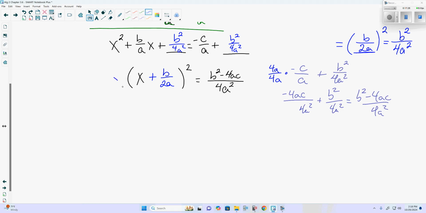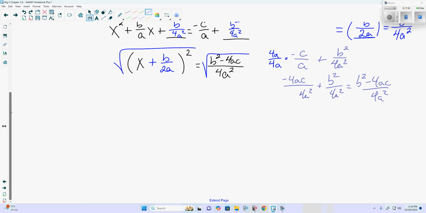Now, at this point here, we're going to square root both sides. The left side's nice because the square root and square would cancel, giving us x plus b over 2a is equal to plus or minus. All right. The numerator is going to be the square root of b squared minus 4ac. Now the denominator does simplify a little bit. We can take the square root of 4, which is 2, and the square root of a squared is a.